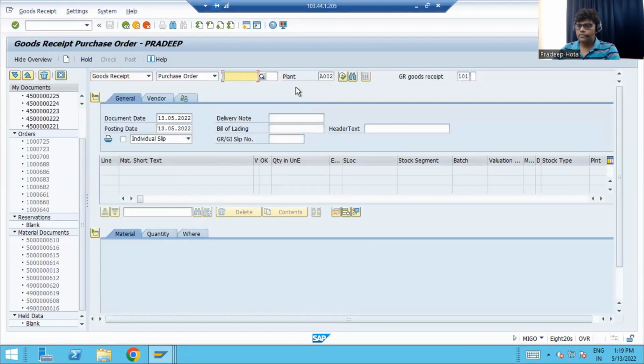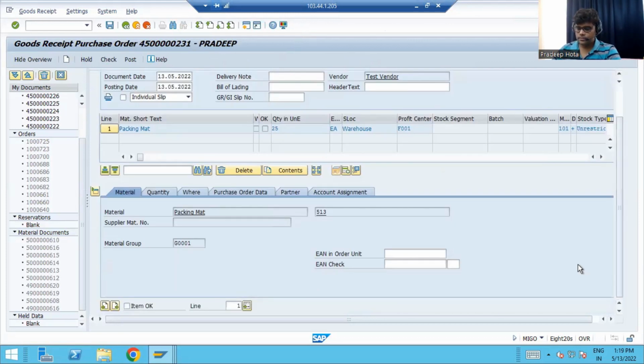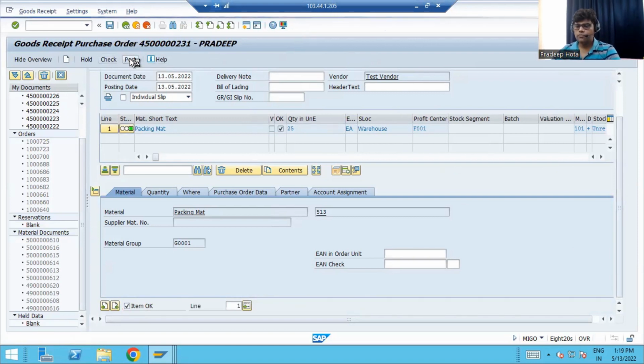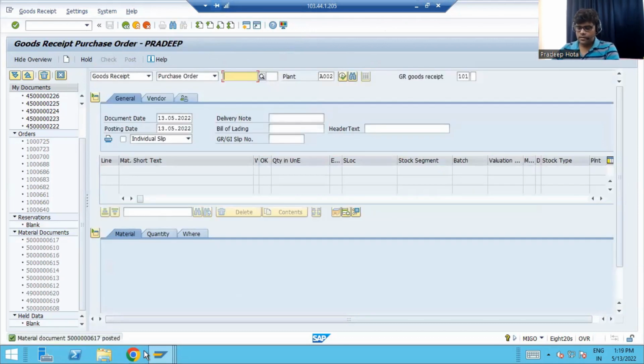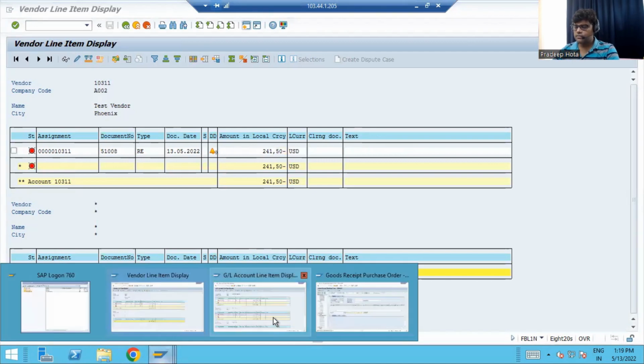Now I'm going to process the MIGO. Goods receipt. So our purchase order. Against this purchase order, we are going to have the GR. And document posted. Now there is no change in your invoice, but as GR is processed, if you are going to make the payment, then you can unblock this payment for the release of payment.